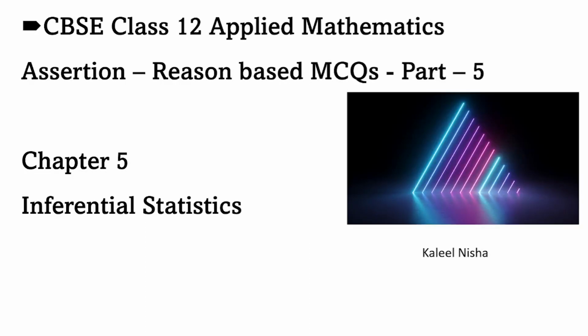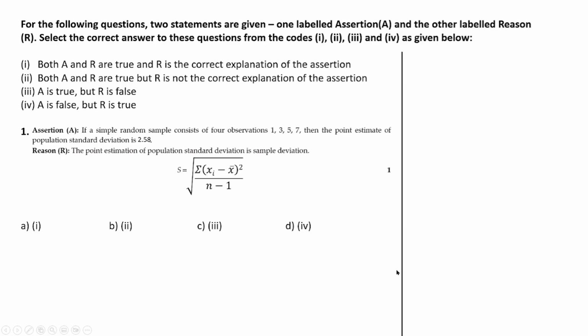Hello dear students, in this video we will see some assertion-reason based MCQs from chapter 5, which is Inferential Statistics. So here we have the instructions for the following questions. Two statements are given, one labeled assertion A and the other labeled reason R. Select the correct answer to these questions from the codes 1, 2, 3 and 4 as given below.